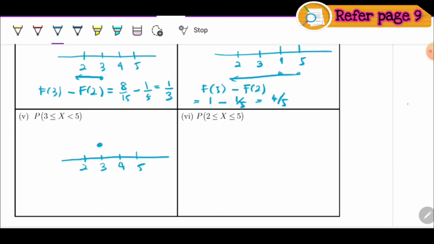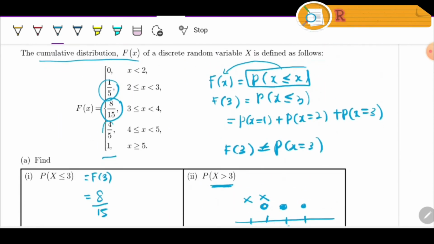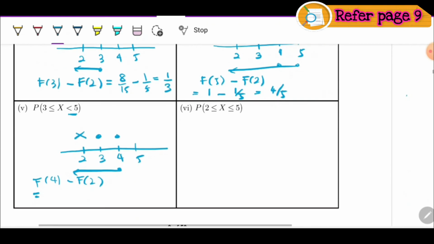So we want 3 and 4 only, because 5 is not included. So we don't want x less than or equal to 2. So we start from F4 minus F2, which is x less than or equal to 2. F4 is equal to 4 over 5 and F2 is equal to 1 over 5. So the answer is 3 over 5.